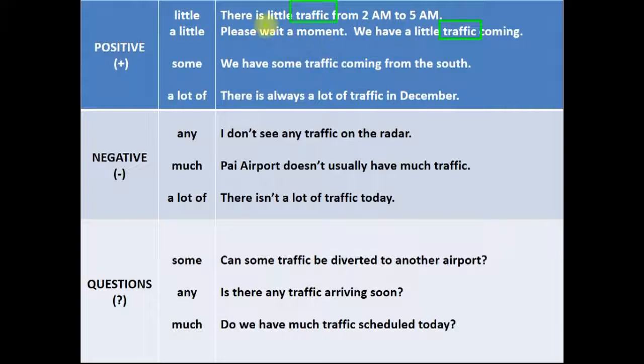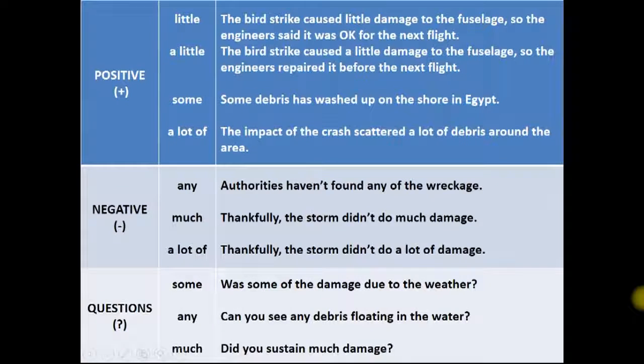So if you remember, we talked about all of these different quantifiers we can use with uncountable nouns. The same is true with our vocabulary today. So let's review and look at some examples. For positive sentences, we still have these. For example, little. The bird strike caused little damage to the fuselage, so the engineers said it was okay for the next flight. Let's look at the difference between this and a little.